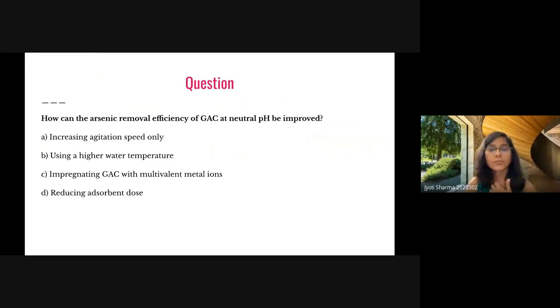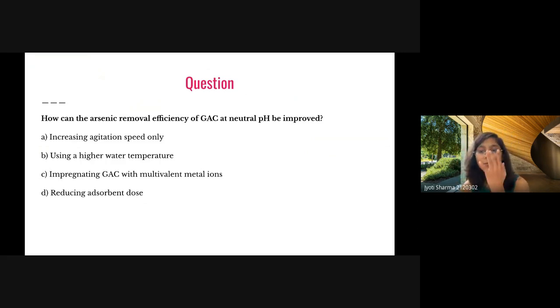Okay, so the next question is, how can the arsenic removal efficiency of GAC at neutral pH be improved? How can we improve the efficiency for arsenic removal by GAC? And we have four options here. Increasing agitation speed only, using a higher water temperature, impregnating GAC with multivalent metal ions, and reducing adsorbent dose.